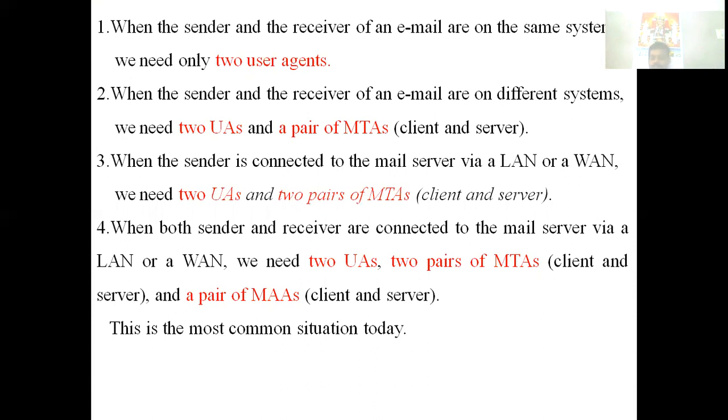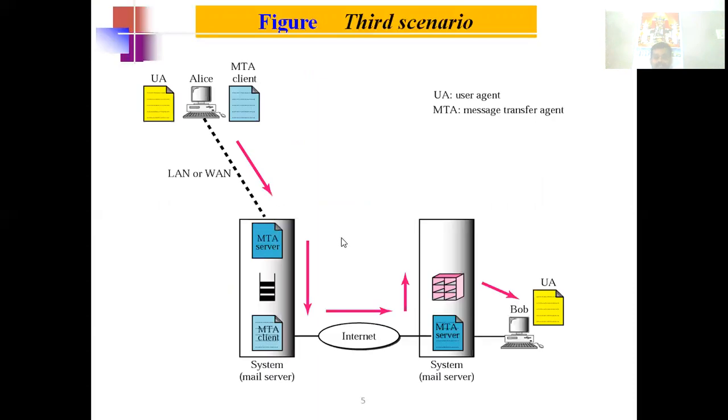And the fourth one is if both the sender and receiver are connected to the mail server via some LAN or WAN, then you need two user agents, two pairs of message transfer agents, and one pair of message access agents. Okay, these are the cases. Initially, we have seen two cases. Now this is the third case.